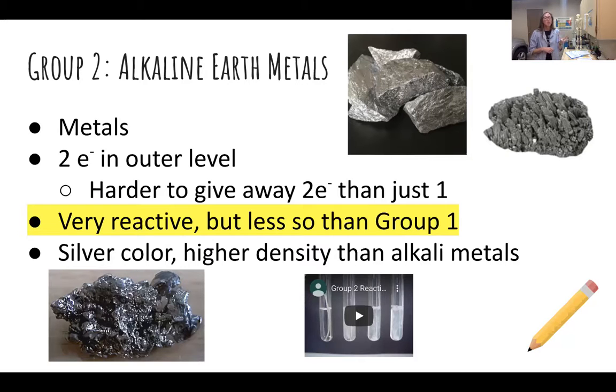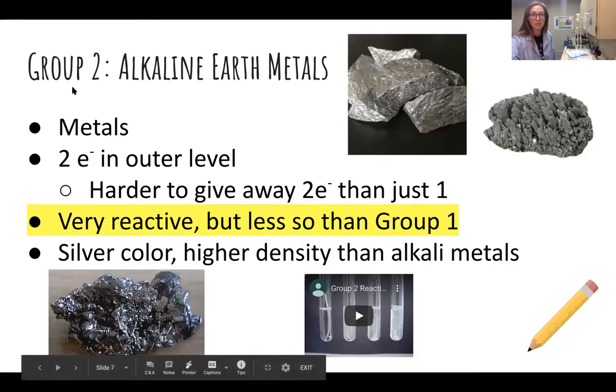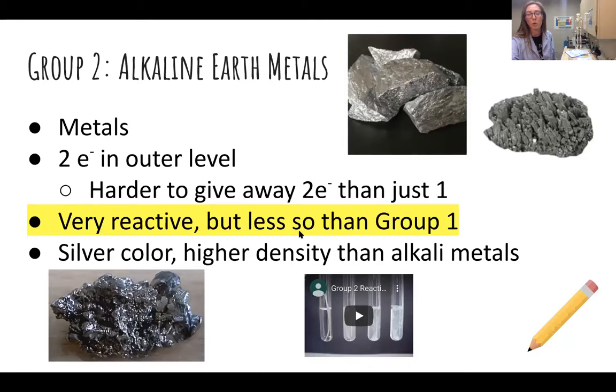So because they only have 2 electrons in that outer shell, they're still going to be reactive, but less reactive than those group 1 metals. It's much easier to give away 1 electron than it is to give away 2 electrons, but it's still pretty darn easy to give away 2 electrons. So elements in this column are also super reactive, but are not going to react with things like air or water unless under special circumstances. So big takeaway here, group 2, 2 valence electrons, super reactive, but not as reactive as your group 1 metals.